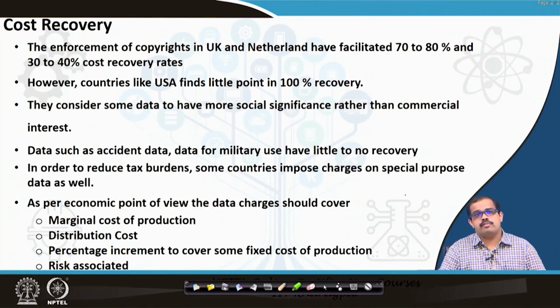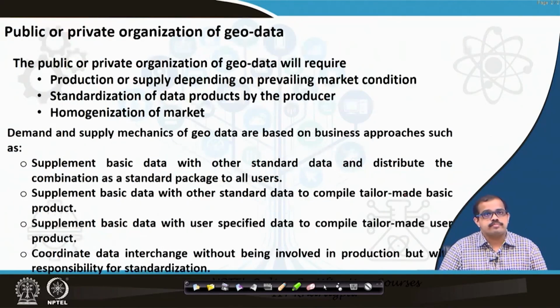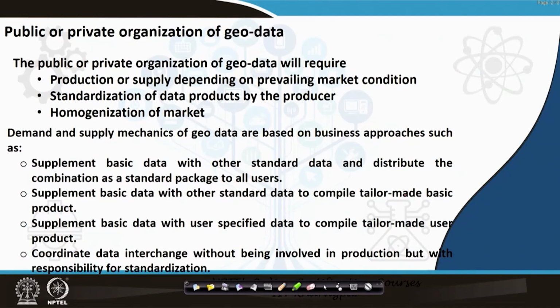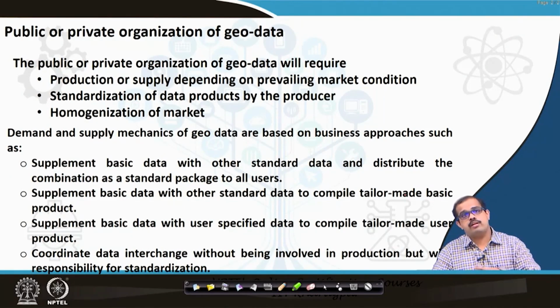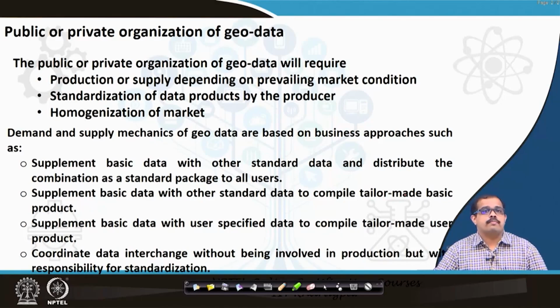So, all of this put together may be your digital data charge, which should be quite marginal. Okay. When you are looking at a public or a private organization of geodata, the organization will require production or supply depending on prevailing market conditions. Everything is decided on the market condition, either on standardization of data products by the producer or homogenization of the market. Depending on all of these, the public or the private organization of geodata will be required to produce or supply the demand of the data.